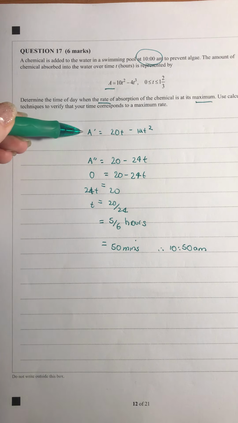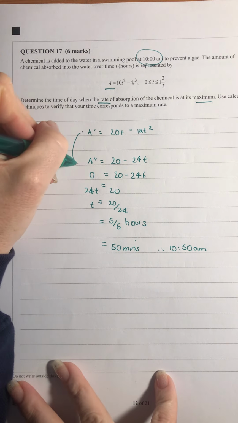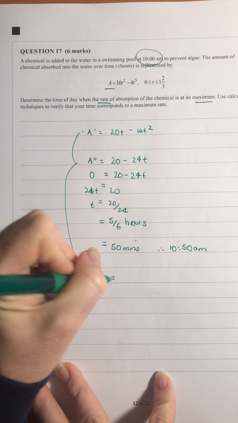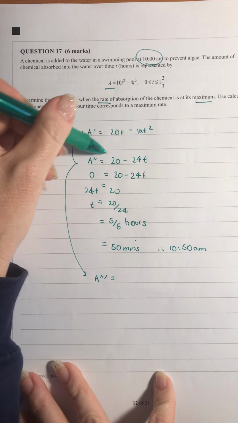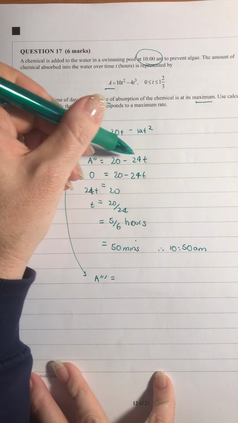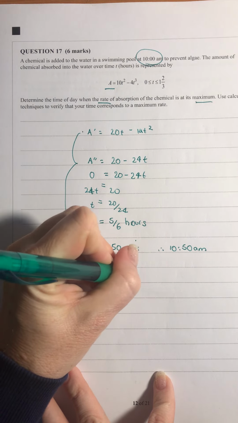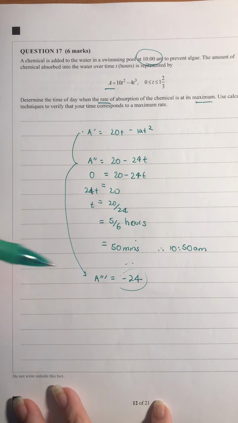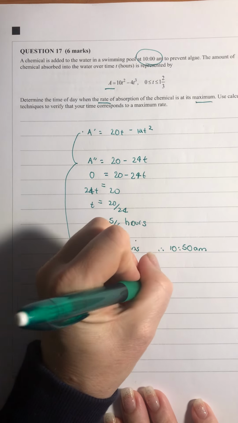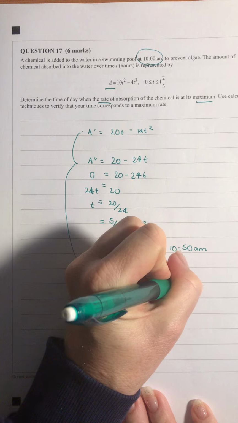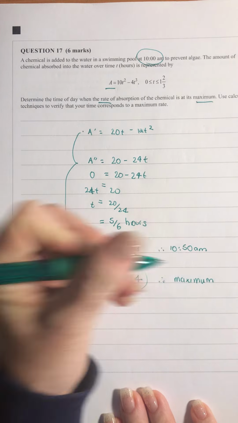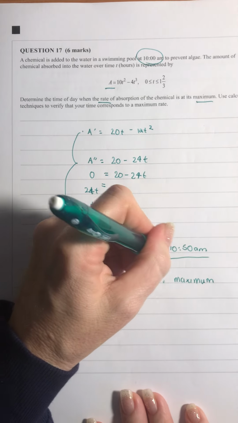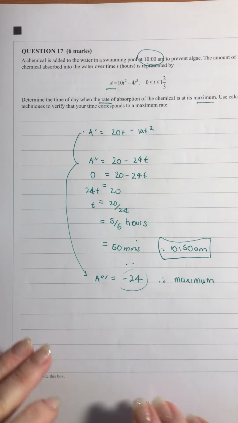Now because we're starting with the first derivative, to do the double derivative we need to go again, and we would get that we're looking for the derivative of 20 minus 24t, which is going to be minus 24. Now there's no variable there, so our answer is just minus 24. If we get a negative, we know that that is a maximum. So then we're able to confirm that 10:50 is when the rate is at a maximum.